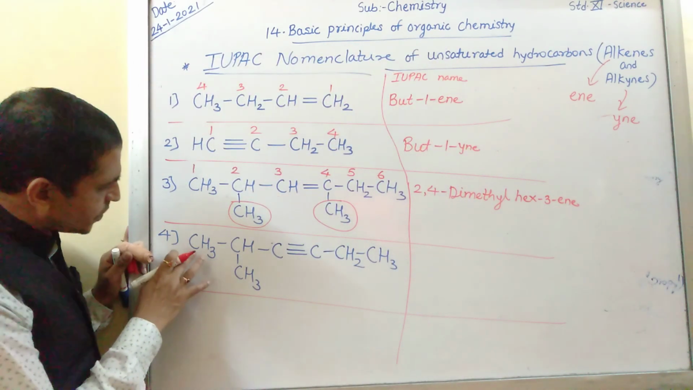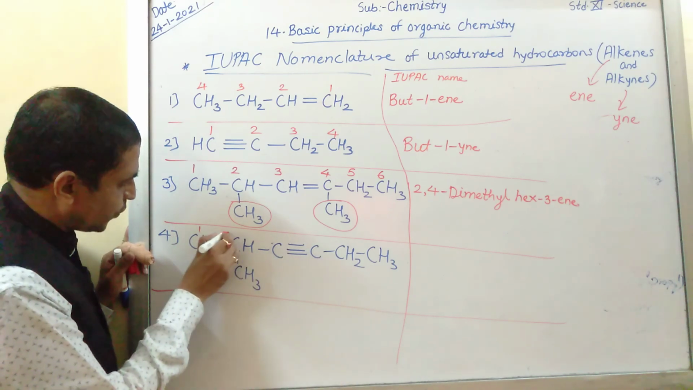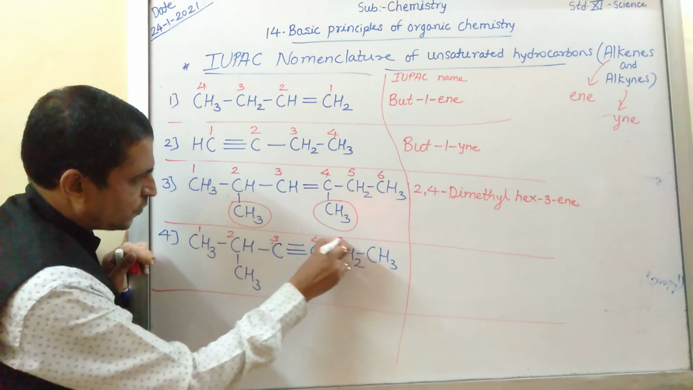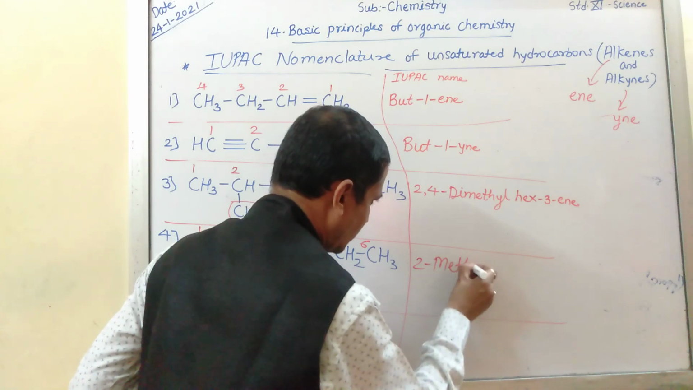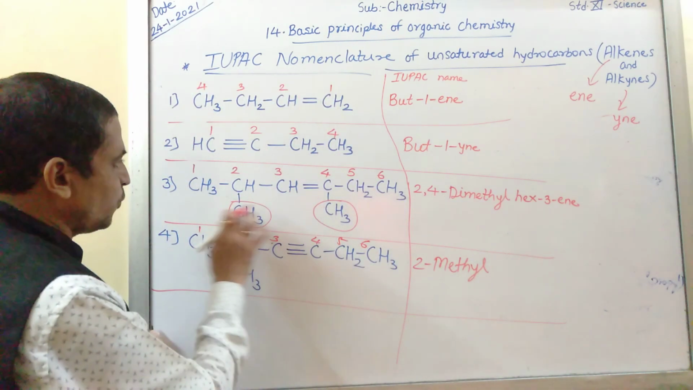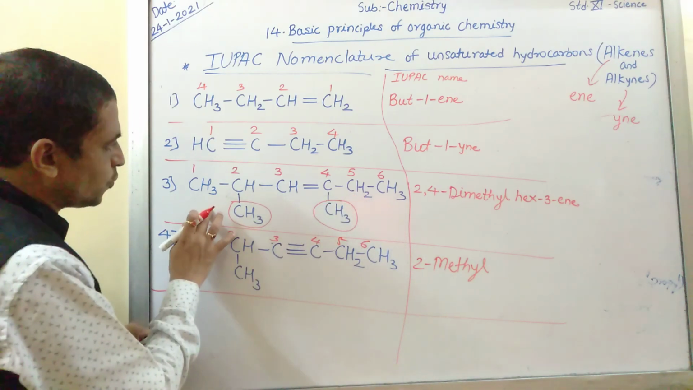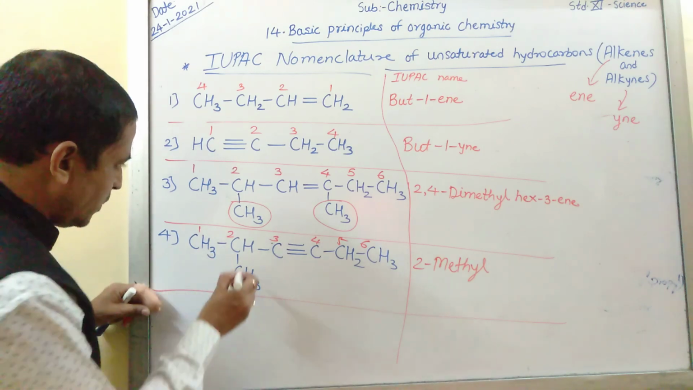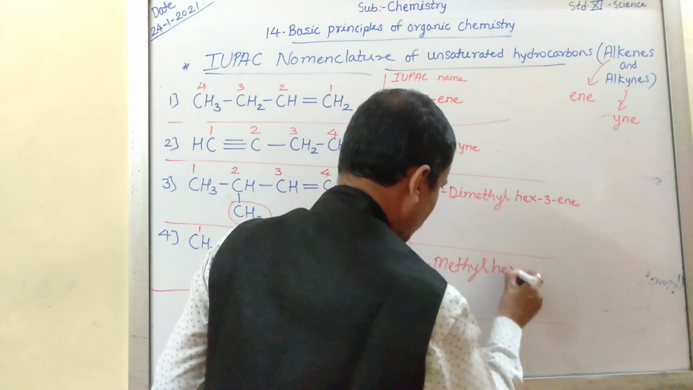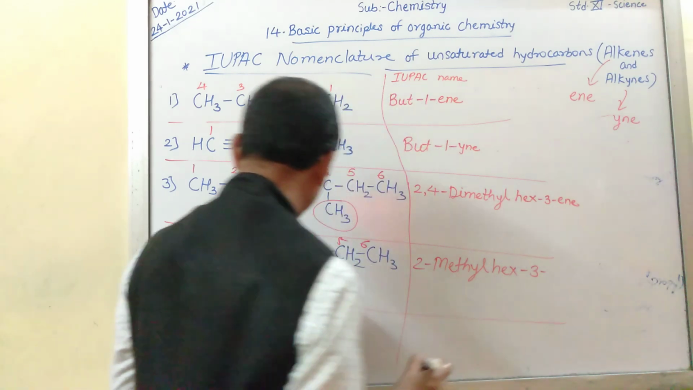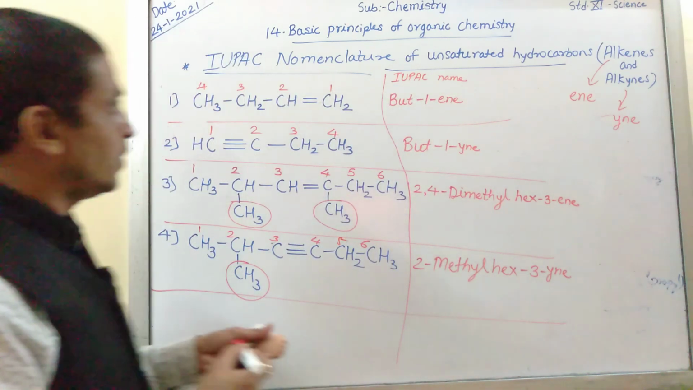Similarly here 1 2 3, again branching here. So you get 1 2 3 4 5 6. Here you get 2 methyl. I put di because there are 2 methyl groups. They are substituents. They are not counted in the longest continuous chain. 2 methyl, this is a substituent. And here hex, here you put 3. After the third carbon atom there is a triple bond, 3 yne. Note down this.